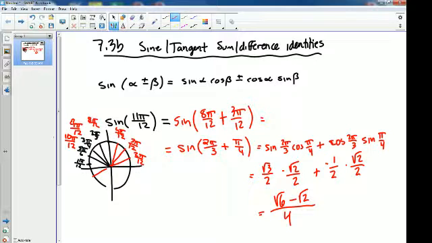Plus 3, yeah. These are our unit circle values, but these are just with common denominators so we can translate it. And then you just plug that into this.